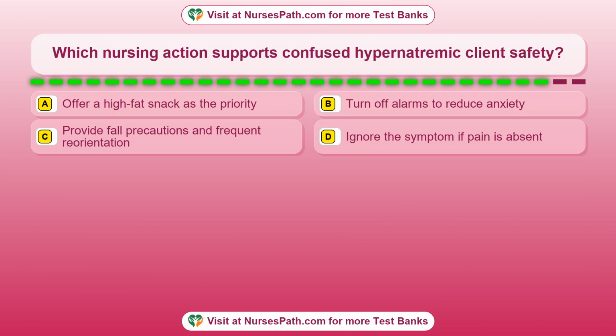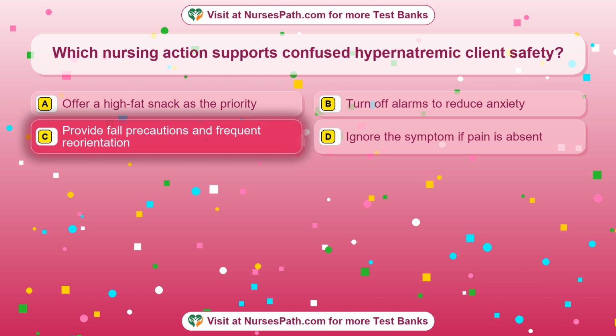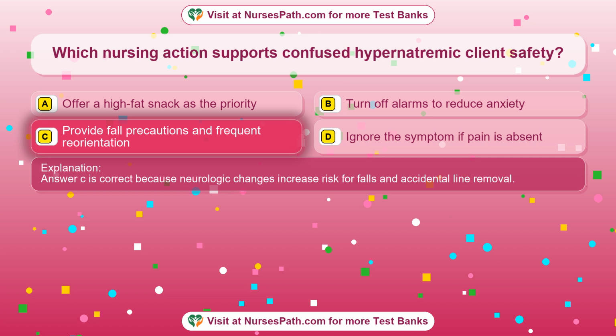Question 15. Which nursing action supports confused hypernatremic client safety? Option A. Offer a high-fat snack as the priority. Option B. Turn off alarms to reduce anxiety. Option C. Provide fall precautions and frequent reorientation. Option D. Ignore the symptom if pain is absent. The correct answer is option C. Provide fall precautions and frequent reorientation. Answer C is correct because neurologic changes increase risk for falls and accidental line removal.